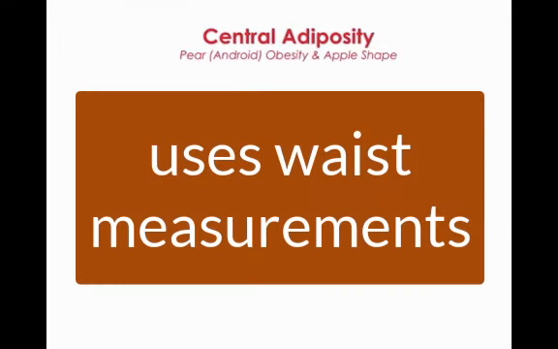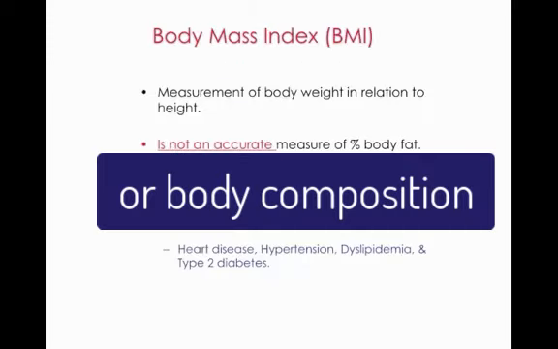Then there's central adiposity, or the pear versus the apple shape. It's determined by weight measure. Body mass index is another tool used. It is a measurement of body weight in relation to height. It is not an accurate measurement of body fat. Studies suggest that using BMI and waist circumference can show if an individual is at increased risk for heart disease, hypertension, dyslipidemia, and type 2 diabetes.